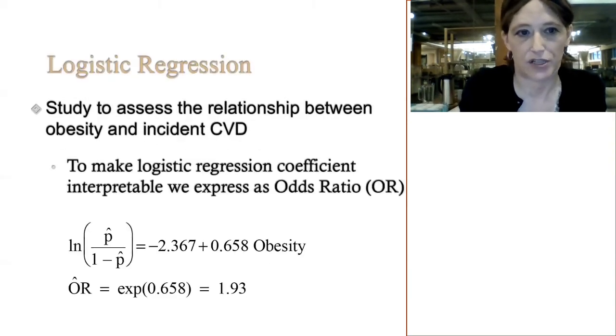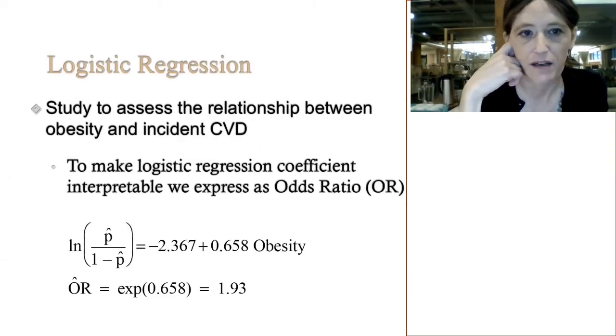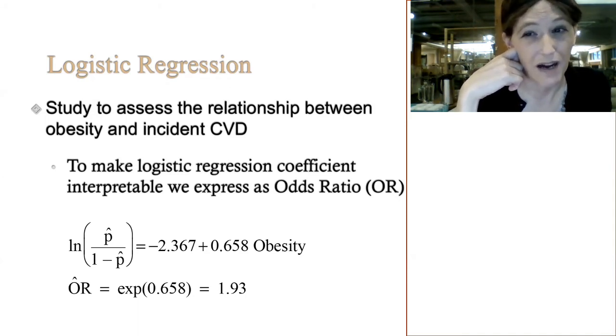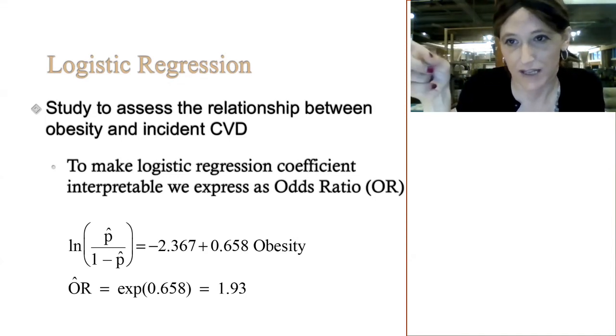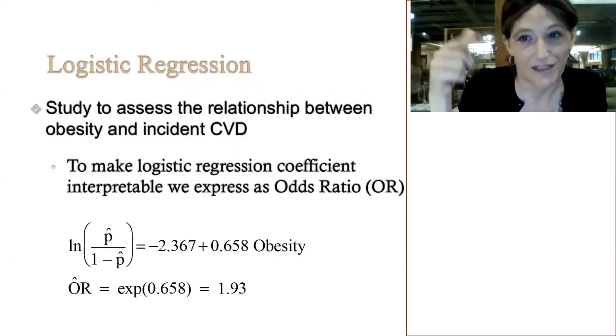So we often ask, instead of having coefficients, we ask for odds ratios, which we can get directly from a logistic regression equation. So if we were to study the relationship between obesity and cardiovascular disease using logistic regression, to make the coefficient from that model interpretable, we express it as an odds ratio. So the actual coefficient that we got here was 0.658, which is in terms of the log odds of developing cardiovascular disease, which doesn't really mean anything. But if we take the exponent of that 0.658, the coefficient, it actually is the odds ratio, which is a beautiful thing.